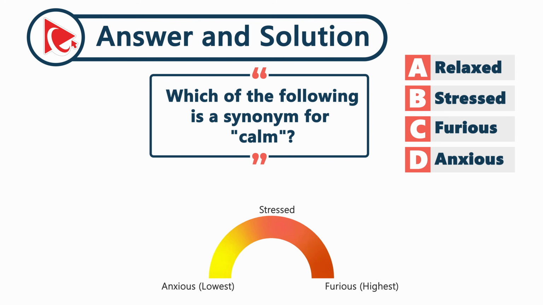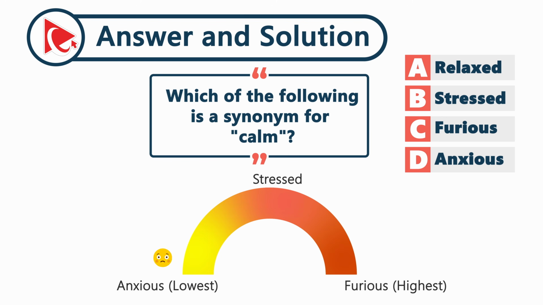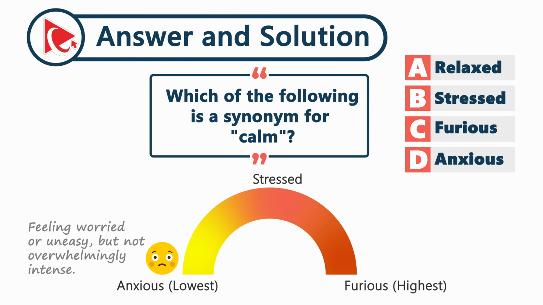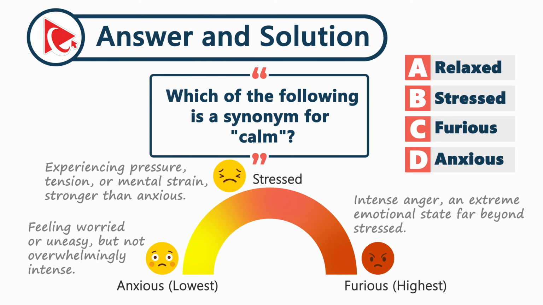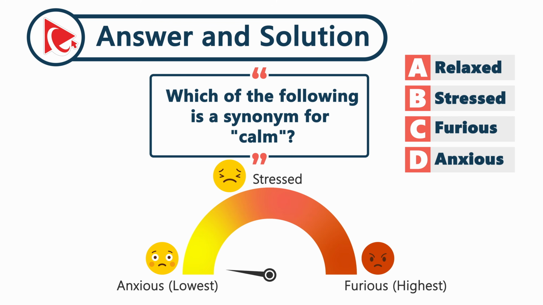Let's start by looking at not-so-happy states. Anxious represents feeling worried and uneasy, but not overwhelmingly intense. Stressed, on the other hand, represents experiencing pressure, tension, or mental strain, stronger than anxious. And furious represents intense anger with extreme emotional state far beyond stressed. So if we build a scale of not-so-happy states, anxious would be the lowest, stressed would be in the middle, and furious would be the highest.